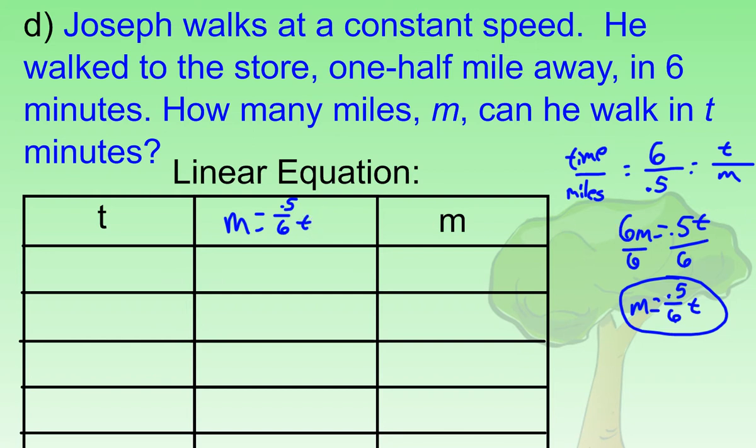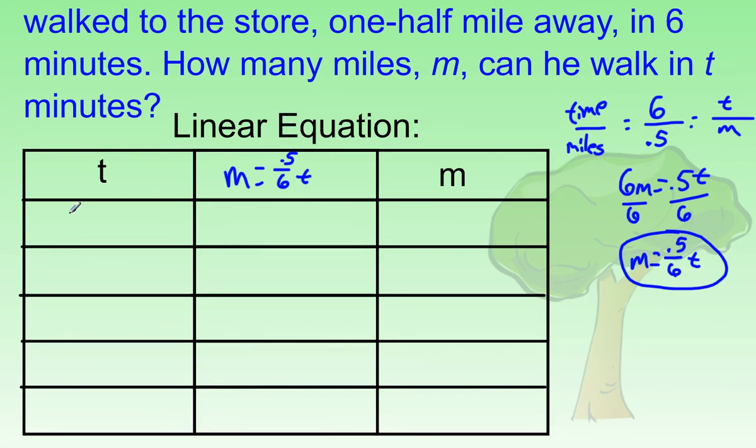I guess the values I'm going to use for my amount of time, I'm just going to go 0, 30, 60, 90, 120. I like actually plugging in 0. I didn't do it in any of the previous problems, but plugging in 0 is actually really easy because 0.5 over 6 times 0 is always going to give you a 0. Anything times 0 is 0.